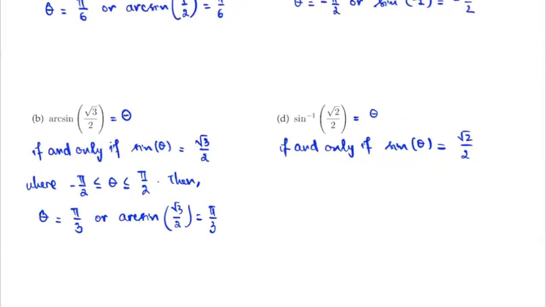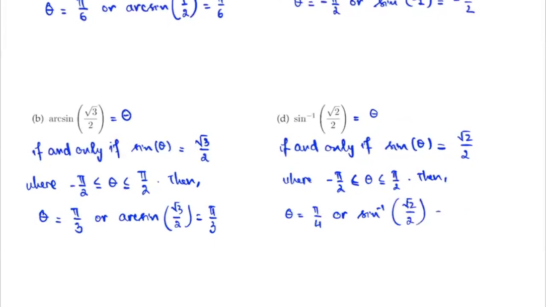Again, I want to emphasize that theta has to be between negative pi over 2 and pi over 2 because we are working with the inverse of sine functions. And then theta is equal to pi over 4, or inverse sine of root 2 over 2 is equal to pi over 4.